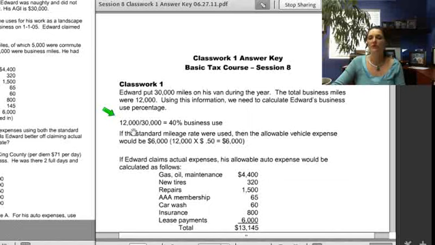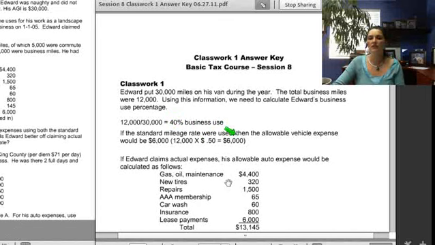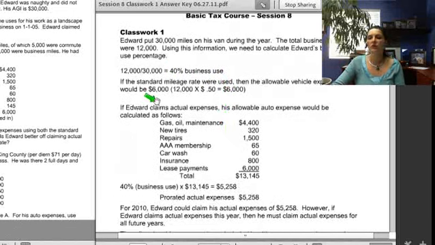If Edward uses the standard mileage rate, he would take 12,000 business miles and multiply that by 50 cents a mile to get a deduction of $6,000. If he claims actual expenses, he would add up all of the expenses as follows: gas, new tires, repairs, AAA membership, car wash, insurance, and lease payments, and he gets a total amount of $13,145. He then multiplies that by 40%, and he gets $52.58. That's less than the standard mileage allowance. Therefore, we're going to use the standard mileage allowance when we prepare his forms.